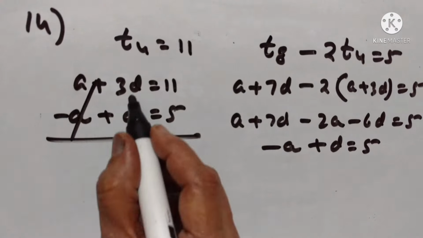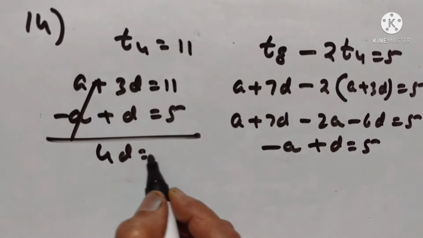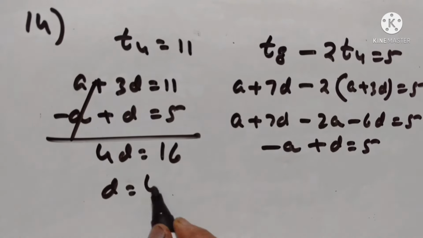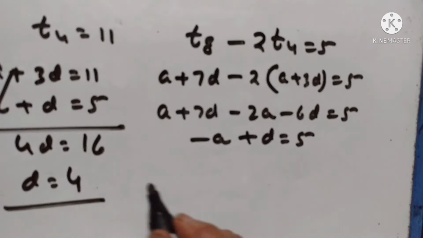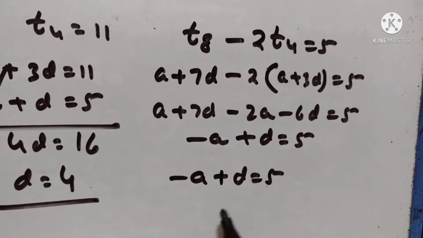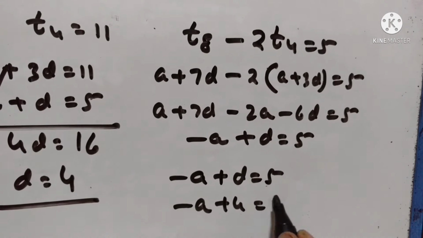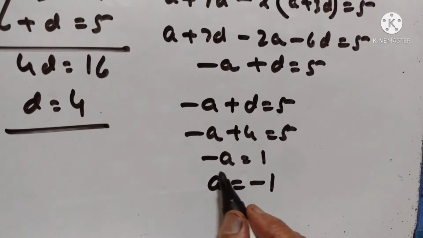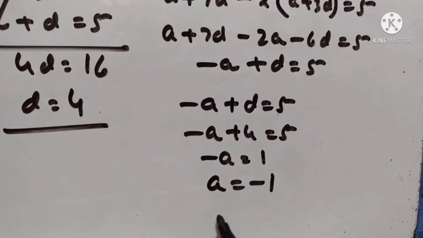Adding the two equations, A minus A goes off. 3D plus D is equal to 4D. 11 plus 5 is equal to 16. So D is equal to 16 divided by 4, that is 4. Minus A plus D is equal to 5, D is equal to 4. Minus A plus 4 is equal to 5. So minus A is equal to 5 minus 4, that is 1. Therefore A is equal to minus 1.